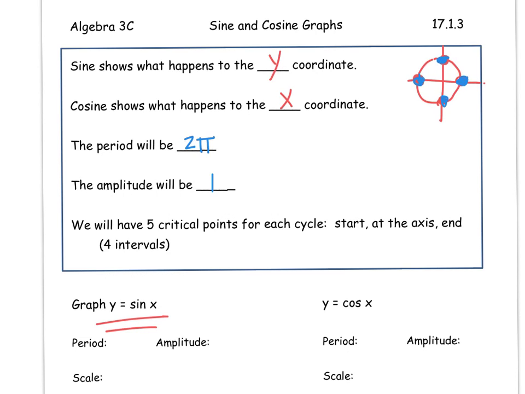Okay? We'll have 5 critical points for each cycle. The start, at the axis, and the end. So 1, 2, 3, 4, 5. So we start here, 2, 3, 4, and then we start back there. Okay? So that's how we end. We start and end right there.